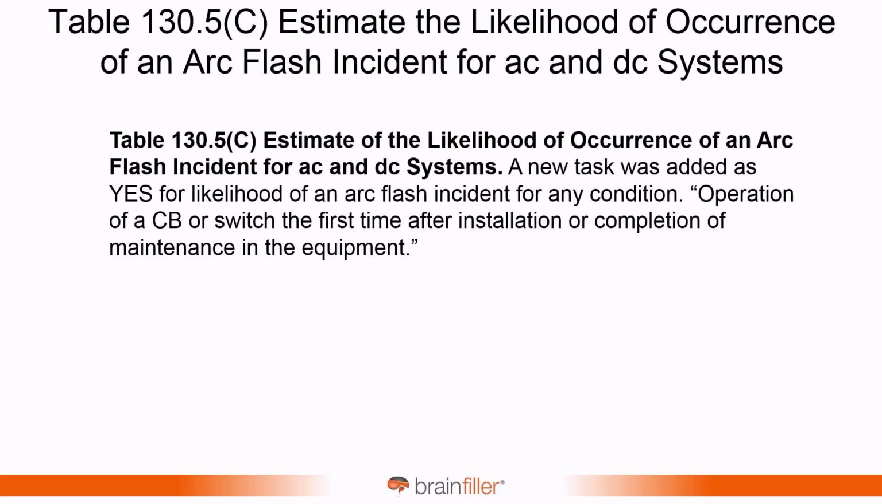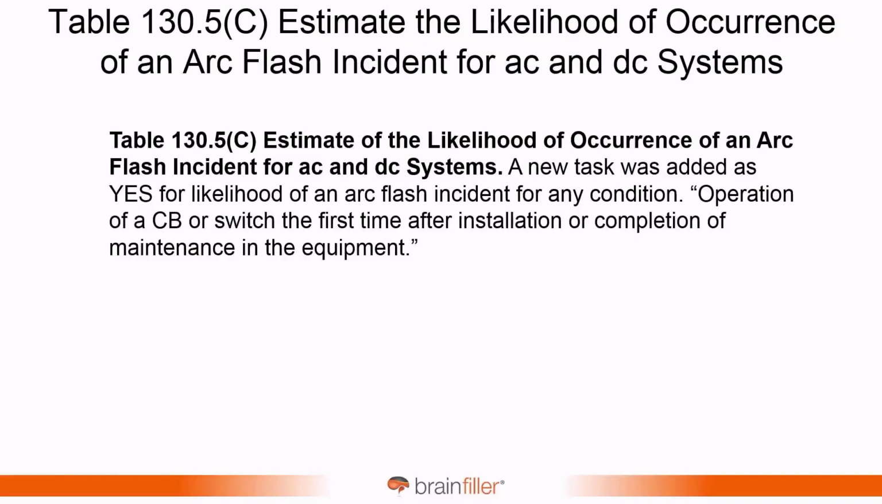This is new. This is a new addition. Some people have been talking to me about this, and let me explain what this is about. So we have these tables, and I mentioned the tables. The first sort of version of these tables were introduced in the 2015 edition. And it lists certain tasks, and it didn't start out this way, but now it says likelihood of an arc flash, yes or no. And so there's a lot of different tasks in there.